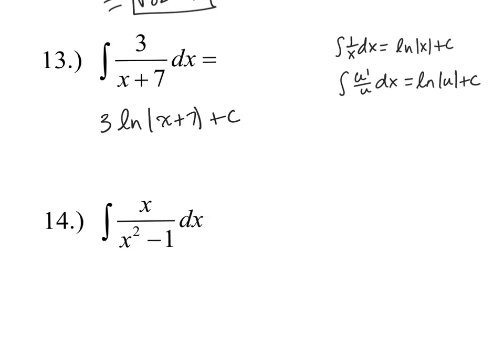And then just a reminder of how that worked out. We pulled the 3 out in front, which would make this 1 over x plus 7. So that means that the numerator was the derivative of the denominator. It was u prime over u. So that means we can just take the natural log of the absolute value of the denominator plus c.